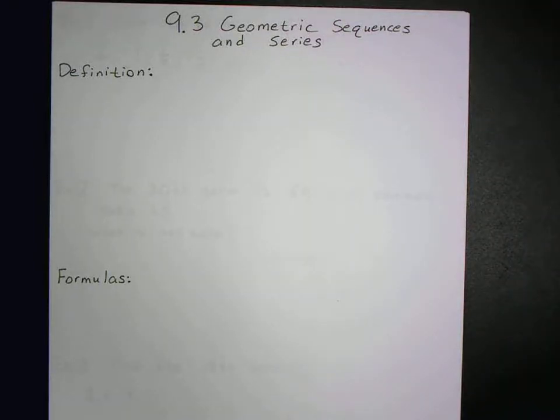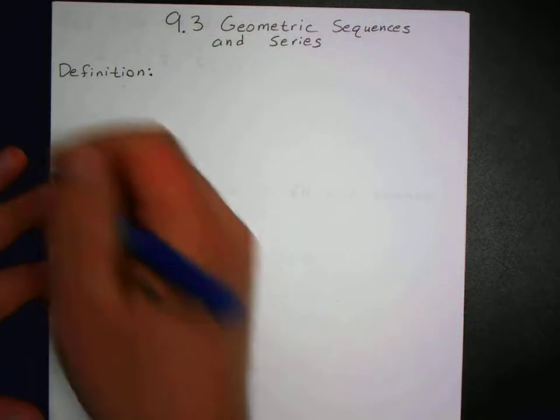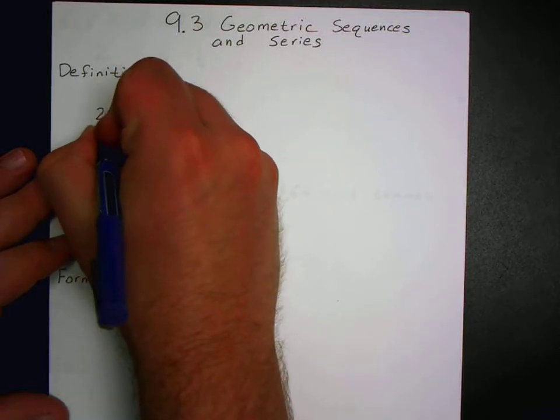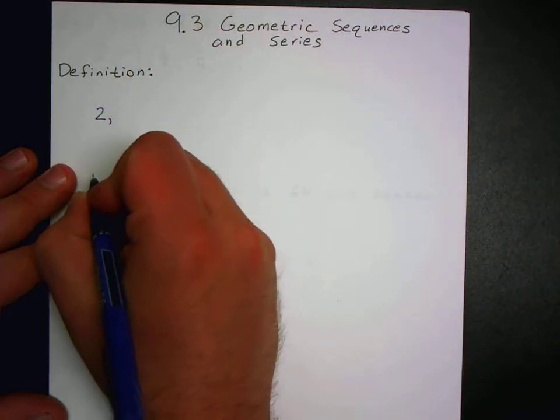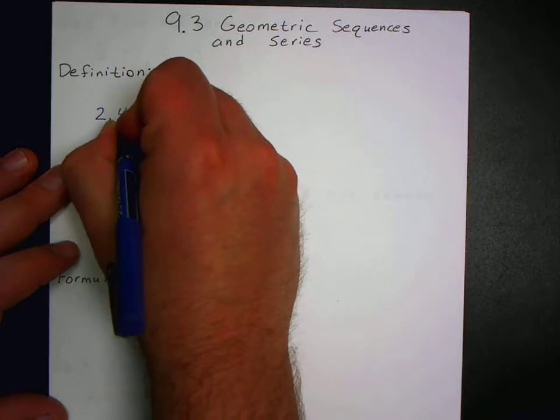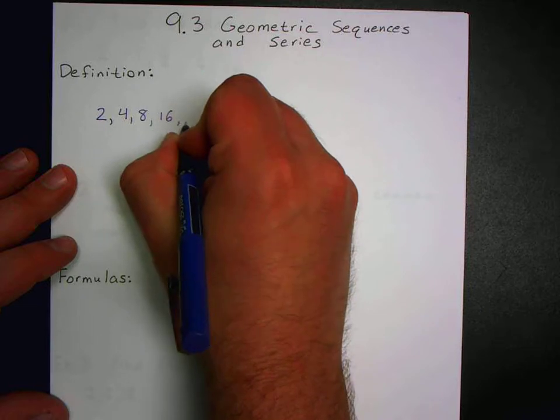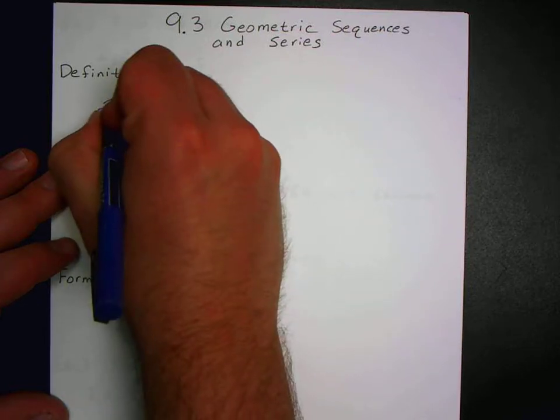Alright, so geometric sequences. Yesterday we did arithmetic where you added each time. Geometric is just where you multiply each time. So an example might be if I take 2 and I multiply by 2 each time. So 2, 4, 8, 16, and keep going like that.